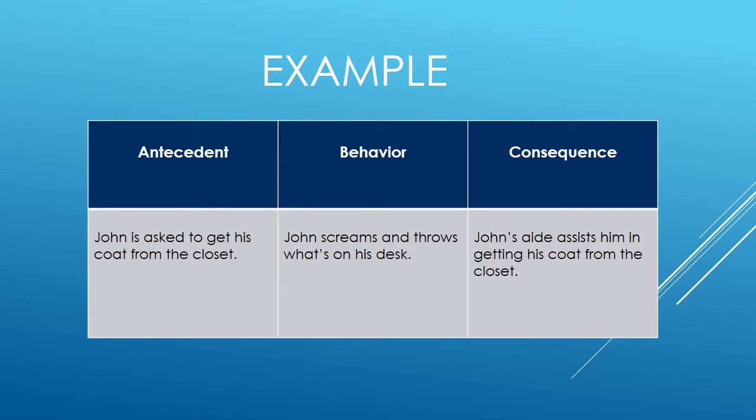Our next example is about John. The antecedent is that John is asked to get his coat from the closet. The behavior is that John screams and throws what's on his desk. The consequence is John's aide assists him in getting his coat from the closet.